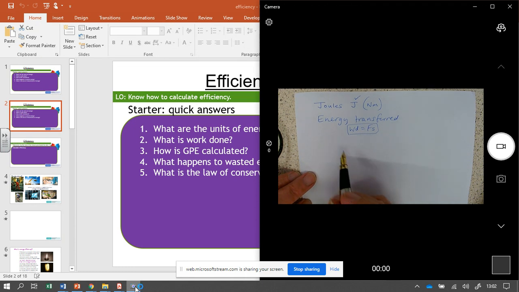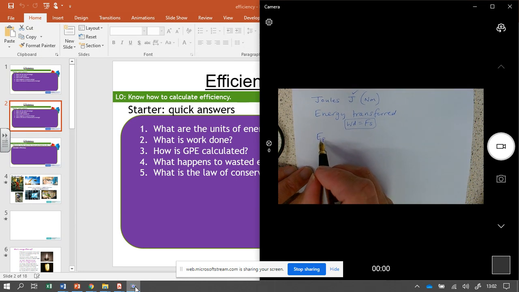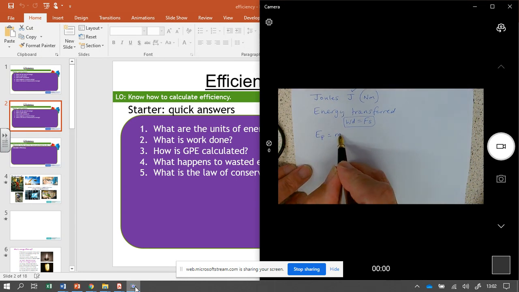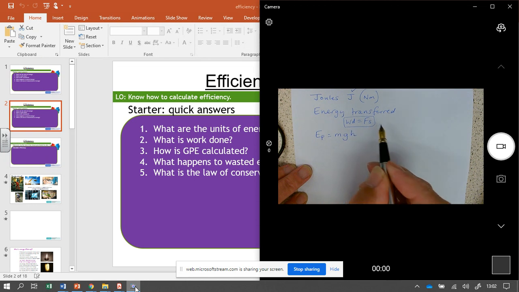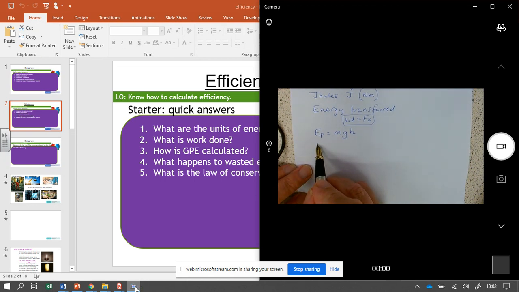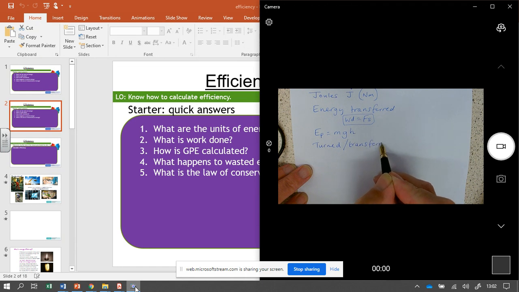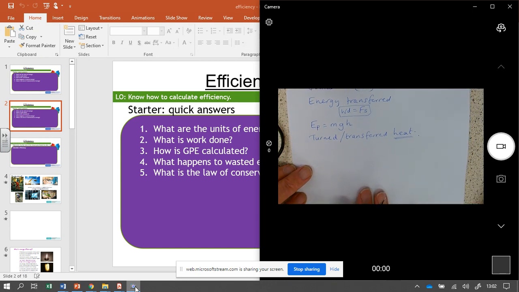How is GPE calculated? That's dead easy. GPE, gravitational potential energy, EP, is the mass times the gravitational field strength times the height. Next one, what happens to wasted energy? It usually gets turned into, or the proper word I should have used is transferred to, what? Heat. Okay? Heat energy.